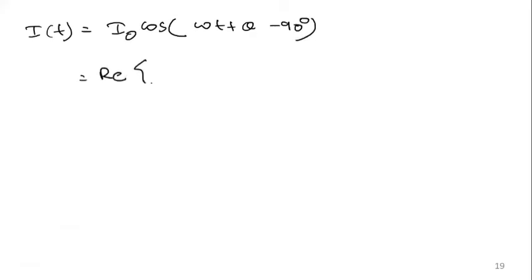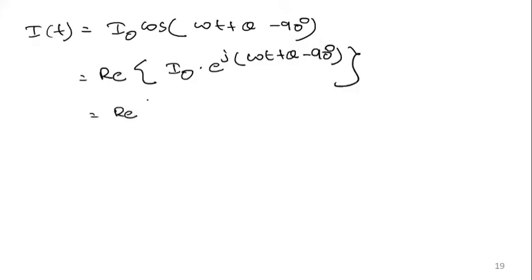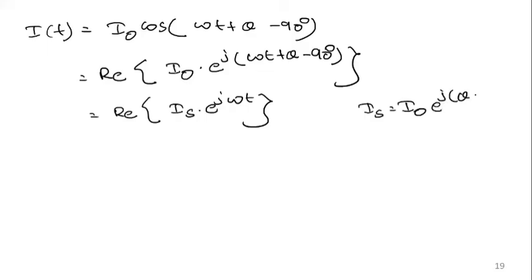So one more different type I am showing you. I of t is equal to I naught cos omega t plus theta minus 90, which is equal to real part of I naught e raised to j omega t plus theta minus 90, that is equal to real part of Is into e raised to j omega t, where Is is equal to I naught e raised to j theta minus 90 degree. So anyway, you can represent it.